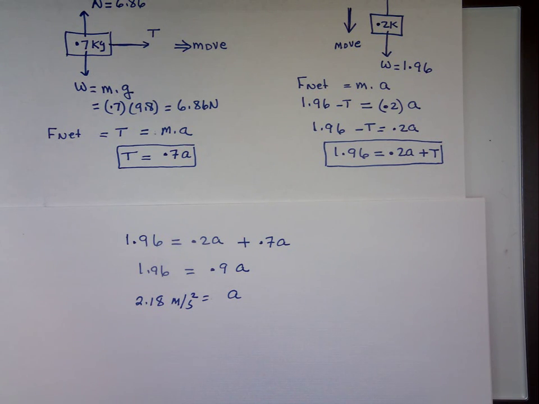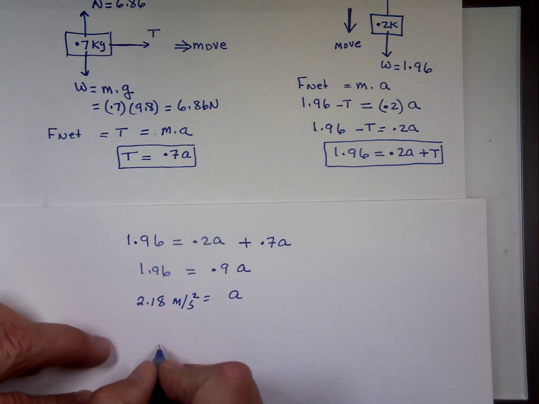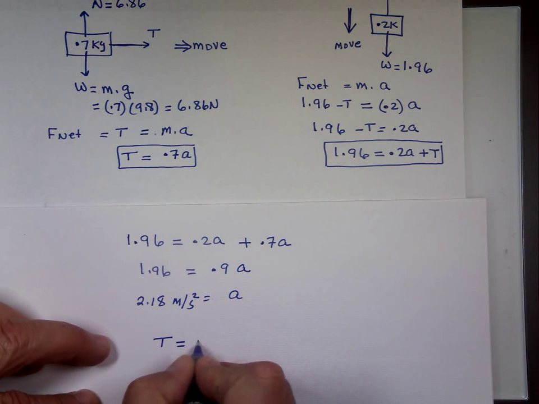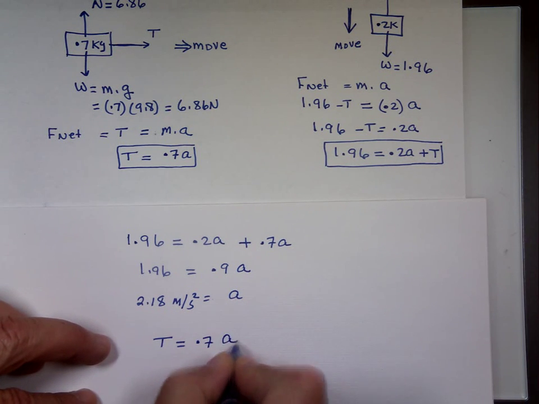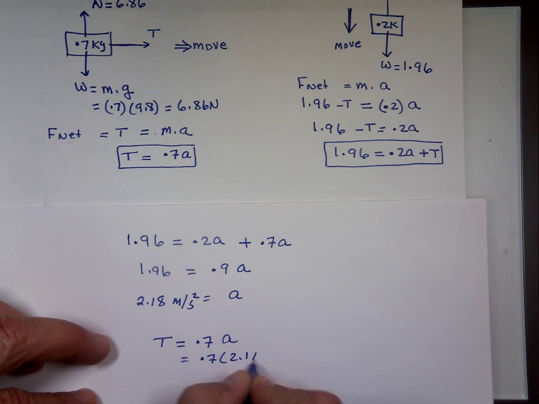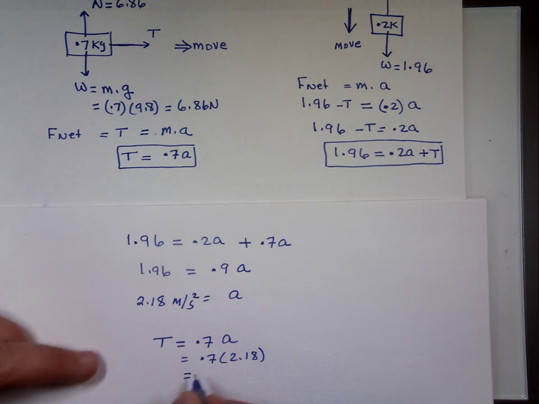And if we know the acceleration, can we find the tension? The tension is what? 0.7 times A. 0.7 times 2.18, which is 1.52 Newton.